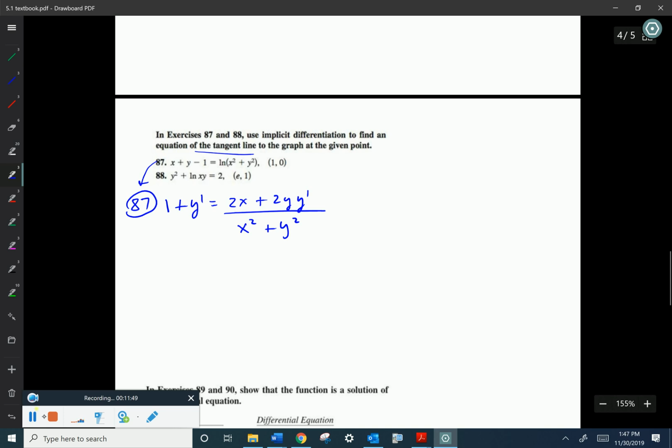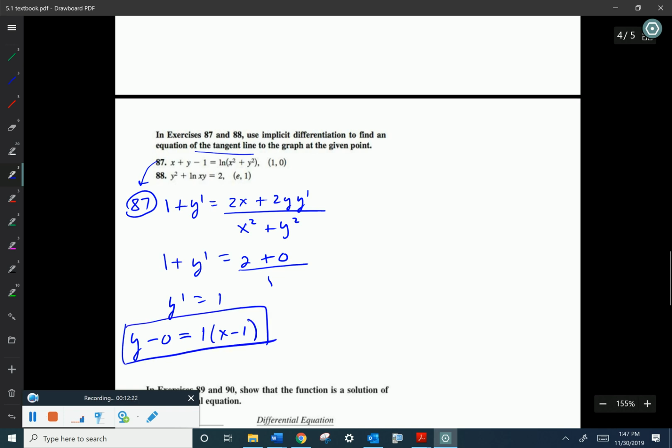So in other words, I'm going to have 1 plus y prime equals 2 times 1 plus, if I plug in a 0 for y, won't that be a 0? All over 1 squared plus 0. So in other words, y prime is simply what? 2 minus 1 is 1. And now you can finish and write the equation of your tangent line, right? y minus 0 equals, and then your slope, we said right here is 1, and then x minus 1. Okay, not only did I get you started, but I kind of did the whole problem.